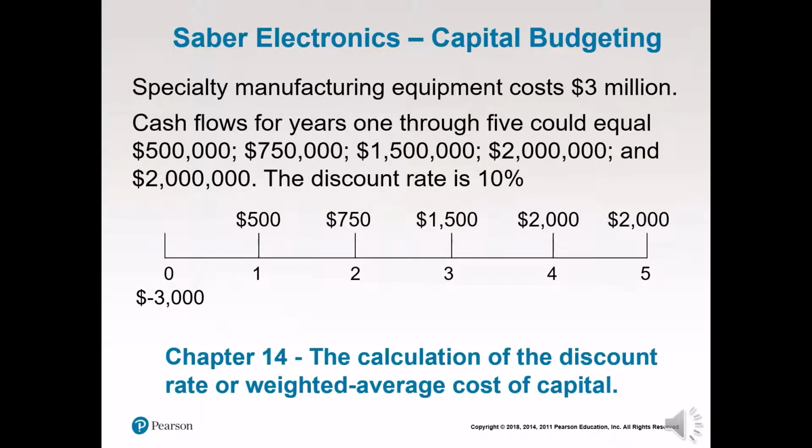Here's an example. You've seen this before for Sabre Electronics. We are evaluating whether to purchase specialty manufacturing equipment that costs $3 million. You were given cash flows that were uneven for years 1 through 5 and an initial cash outlay of $3 million for year 0. In Chapter 12, we learned how to calculate each one of these cash flow amounts. We called them free cash flow. But still, the discount rate was just given to you. In Chapter 14, we're going to learn how to calculate this discount rate. It's also called the weighted average cost of capital.